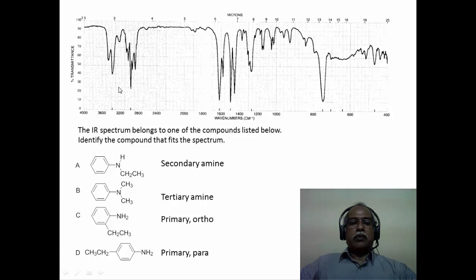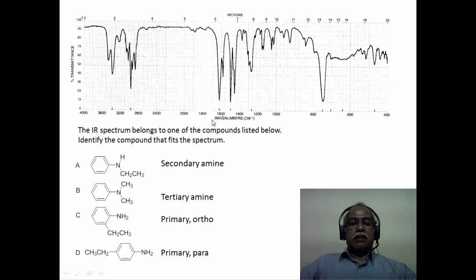The NH primary amine gives both asymmetric as well as symmetric stretching frequency. That is why it comes as a doublet, which will be absent in the secondary amine as well as the tertiary amine. So A and B can be straight away ruled out on the basis of the NH stretching frequency being a doublet. So only C and D seem to fit the criteria.